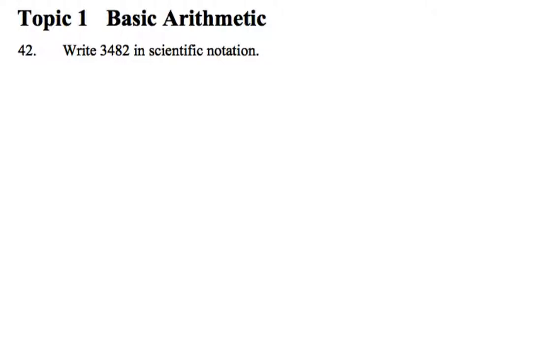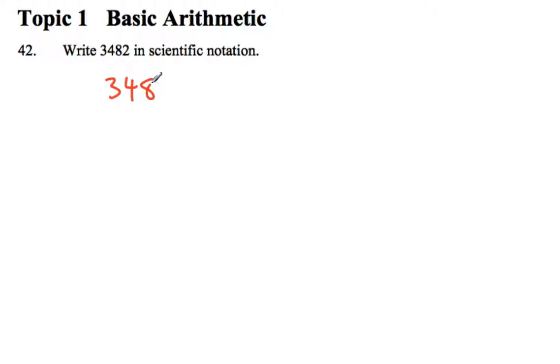To write 3,482 in scientific notation, we must remember that in scientific notation we want to create a number between 1 and 10 for the front bit of our scientific notation. So we want this number to be between 1 and 10. Now the way to do that is to put the decimal point straight after the first non-zero digit.